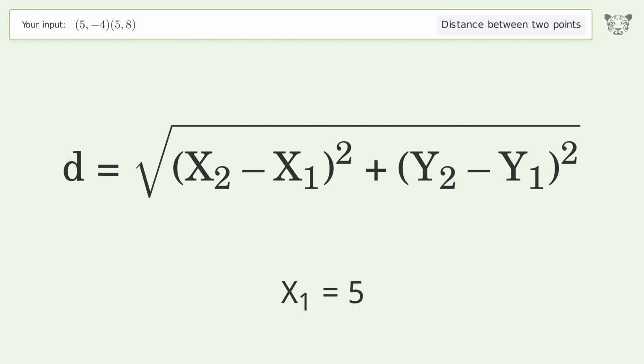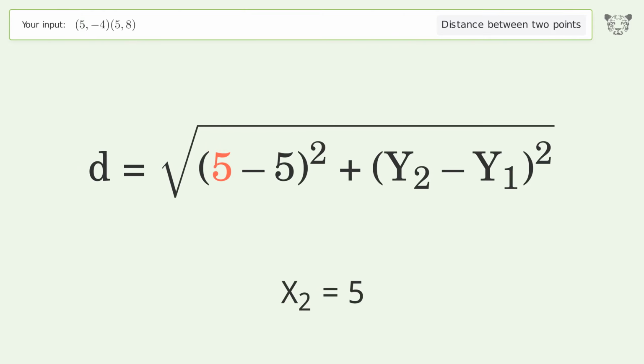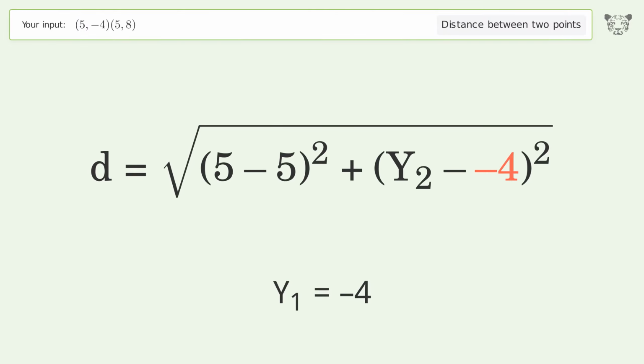x1 equals 5. x2 equals 5. y1 equals -4. y2 equals 8.